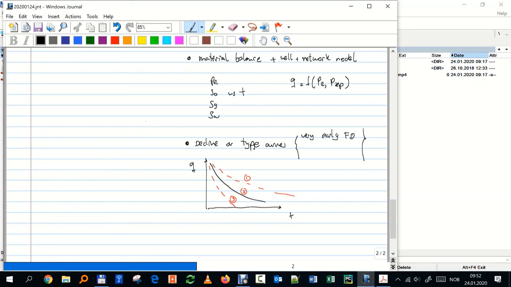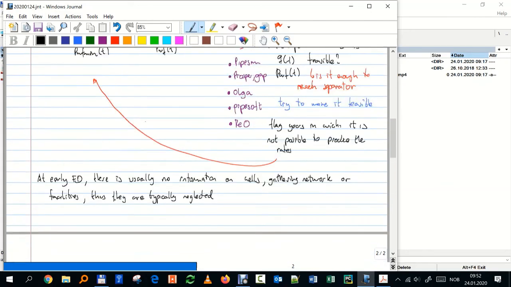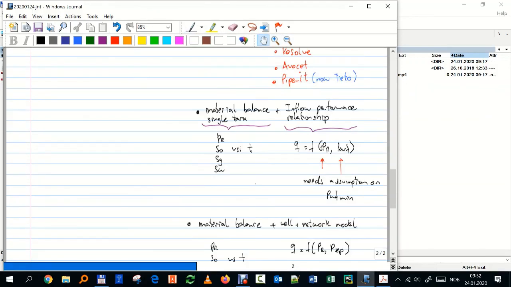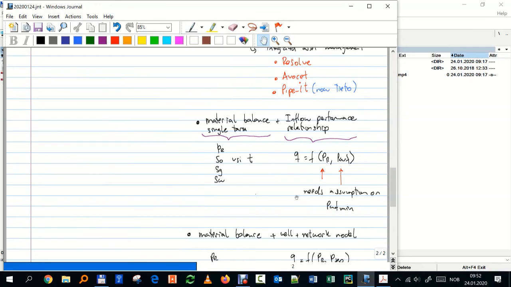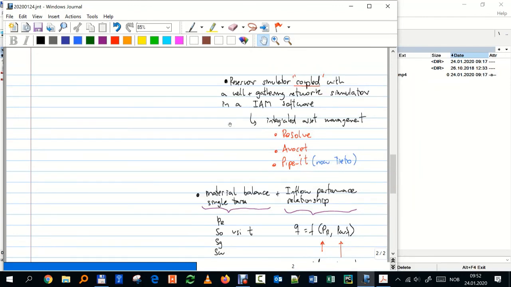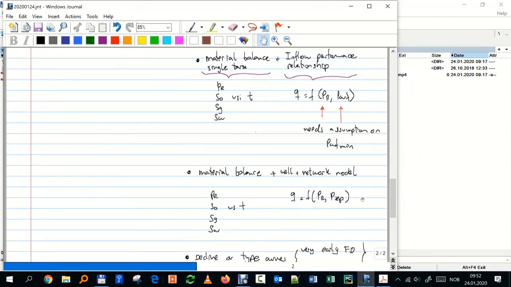So the main approach we are going to use in our course is this one, because it's slightly easier to make exercises based on this approach, and also you are including both important parts to calculate production profile. So we are going to be focusing on this particular case: material balance and well and network model.